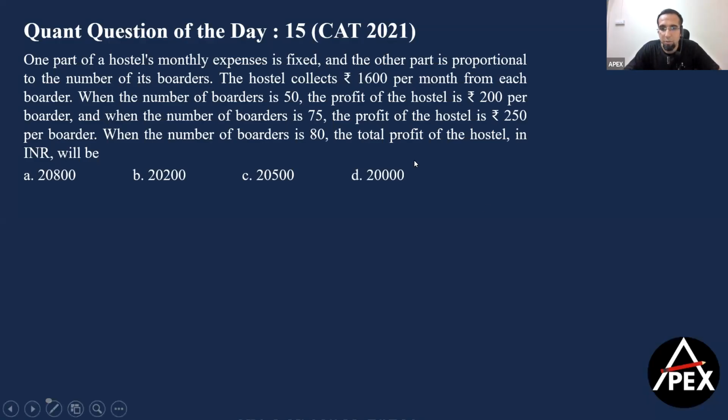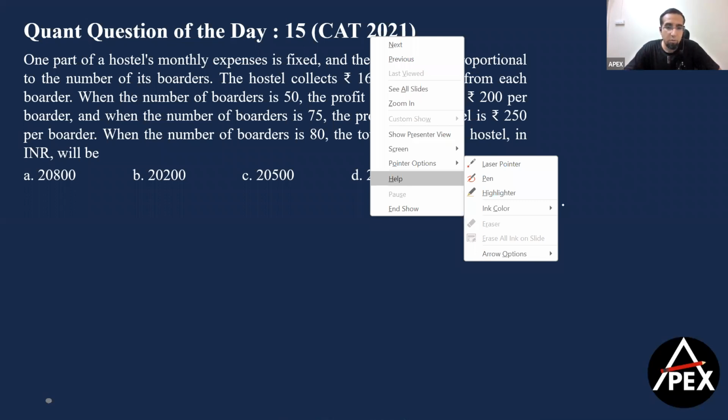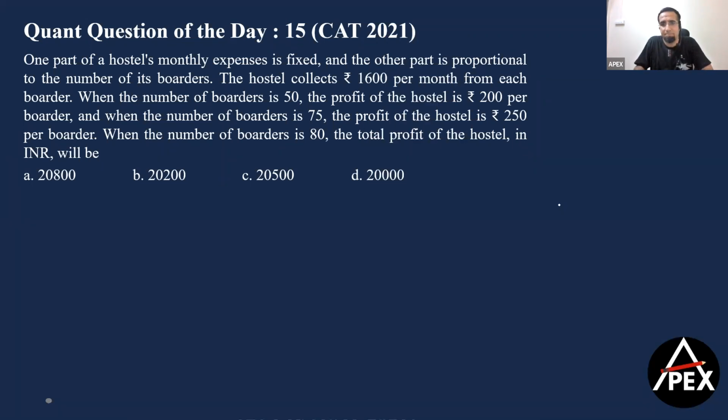Hi guys, let's look at this question. This question was again a very beautiful and a very improvised question. If you read the question, it's nothing but fixed cost and variable cost. But the way it has been improvised is that the profit is also added in this question. So this is what makes this question very interesting.